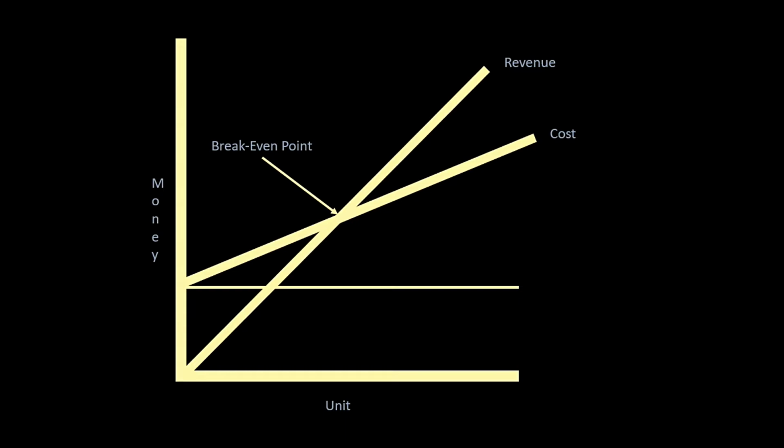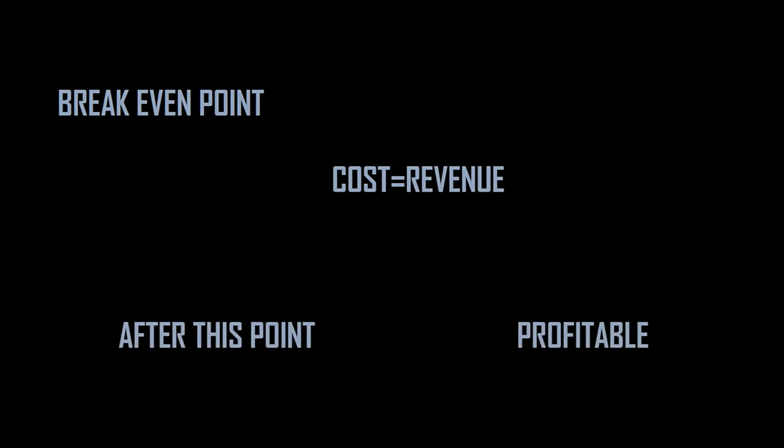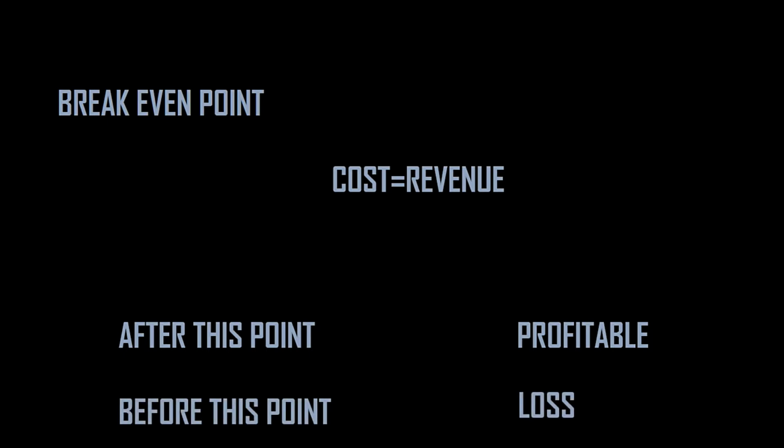This portion of the cost is actually the fixed cost of doing business. If you start your business, you have to have that cost no matter what. And this portion is your variable cost. At the break-even point, the cost and the revenue are going to be the same. So, according to theory, after a business has reached its break-even point, it becomes a profitable business. Before that point, the business is running at a loss.